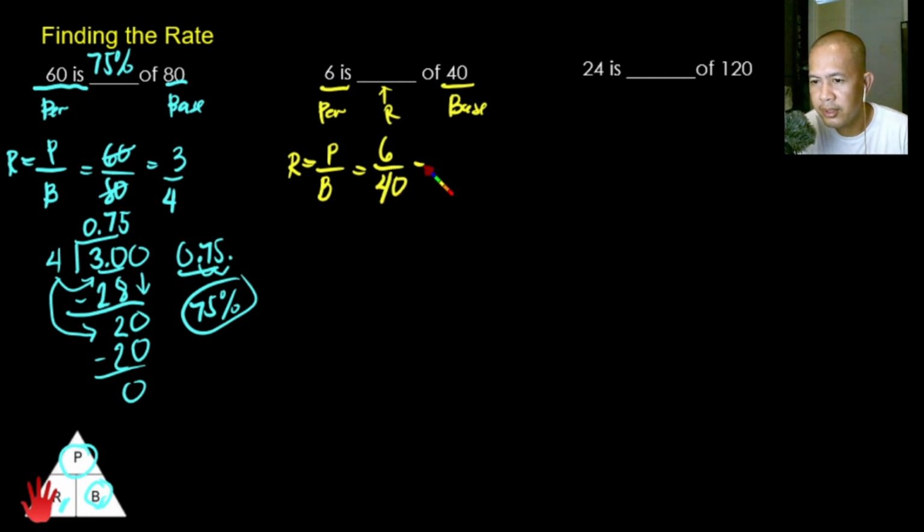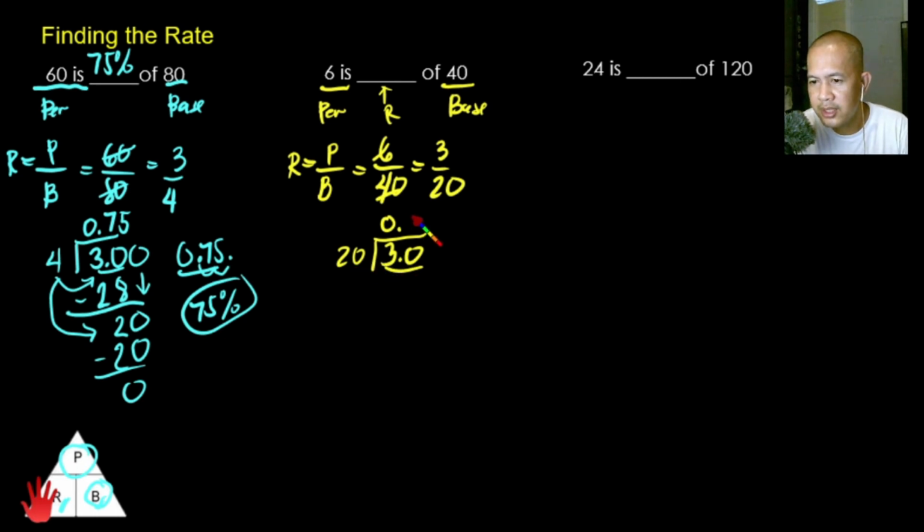So we can reduce this to the lowest term. Divided by 2, 6 is 3, and 40 is 20. So 3 all over 20. So we're going to divide 3 by 20. How many 20s in 3? That is 0. We're going to add the decimal point.